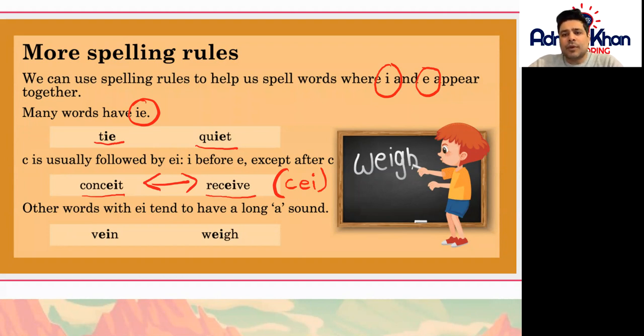Other words with EI tend to have a long A sound. So for example, vain and way. So we've got that A sound there in our words.